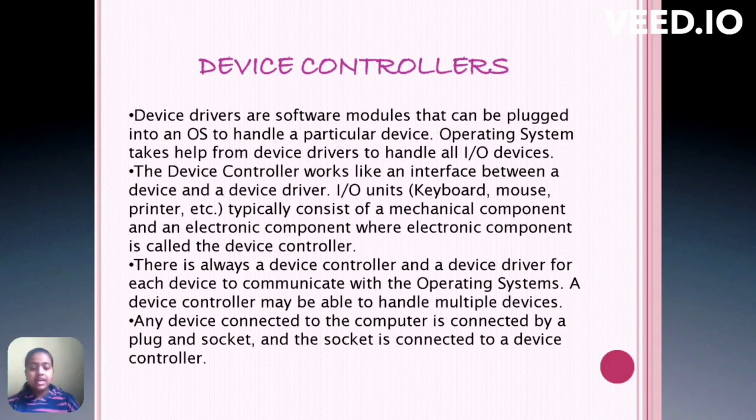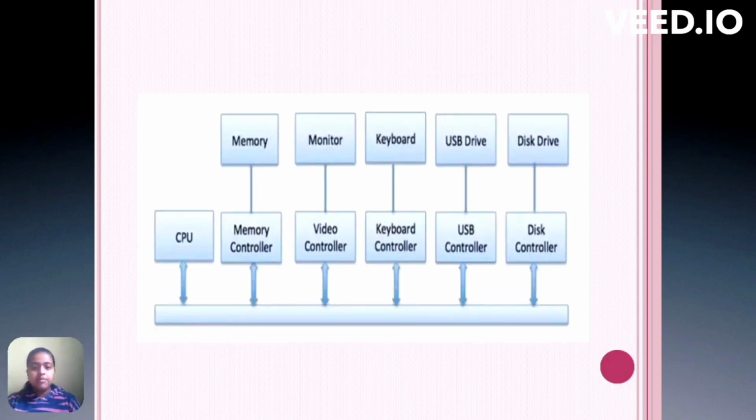Any device connected to the computer is connected by a plug and socket, and the socket is connected to a device controller. Following is a model for connecting the CPU, memory, controllers, and the input output devices, where CPU and device controllers all use a common bus for communication.